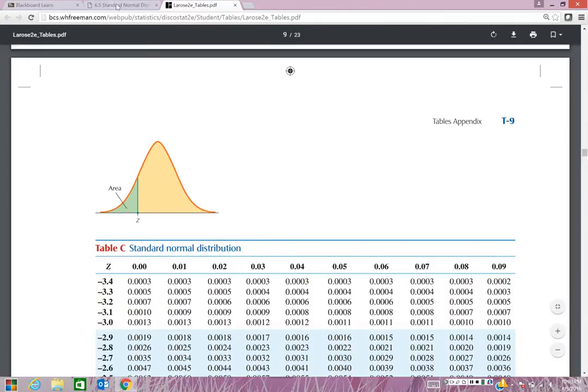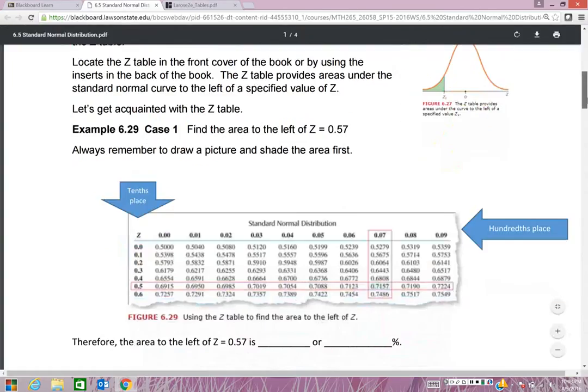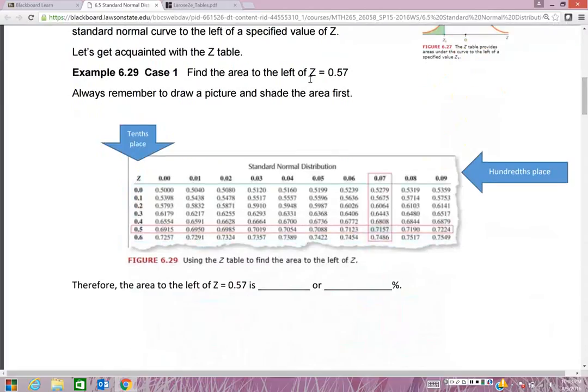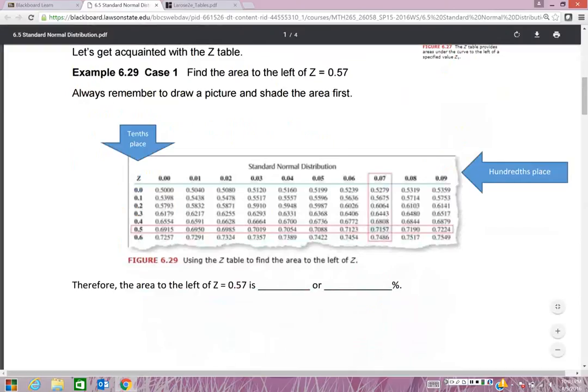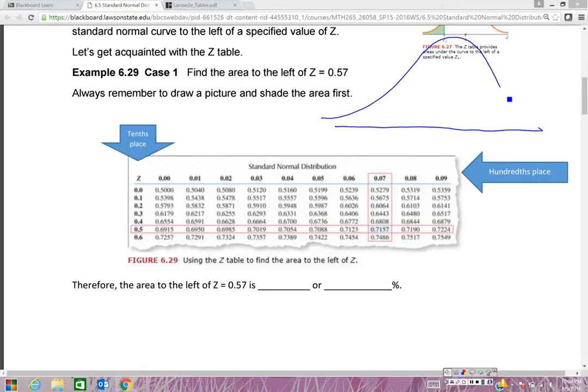Alright, so again, looking at this example, find the area to the left of z equals 0.57. And now, I have a note here. Always remember to draw a picture and shade the area first. So, let me go ahead and do this. I've done it so long, so sometimes I even forget to draw it for you so you can really understand. So, let's say you have a bell curve.